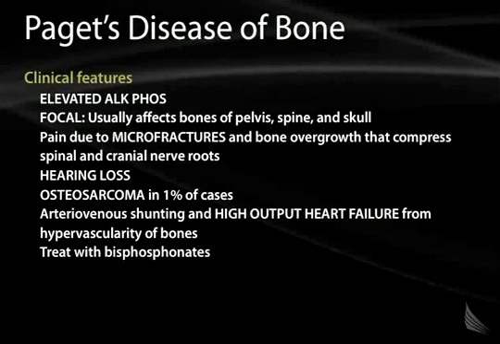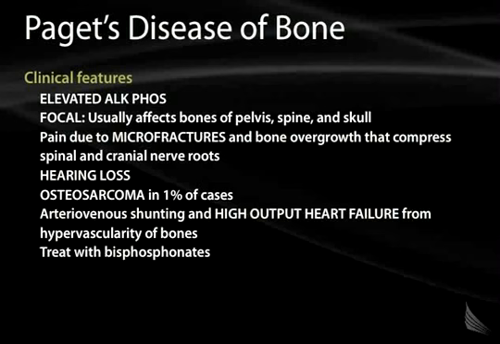Clinically, what you're going to see in these patients, well, with all the destruction of the bone, it's not surprising that alkaline phosphatase will be elevated. Focally, the areas that tend to be affected are bones of the pelvis, spine, and skull, so think the central spine. The patient can develop pain, not surprisingly due to the microfractures. Remember all the emphasis that we put in our previous discussion of osteoporosis on compression factors of the vertebra. You can see similar sort of effects here.